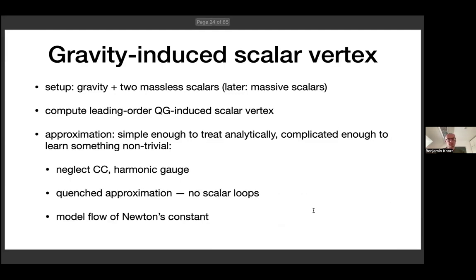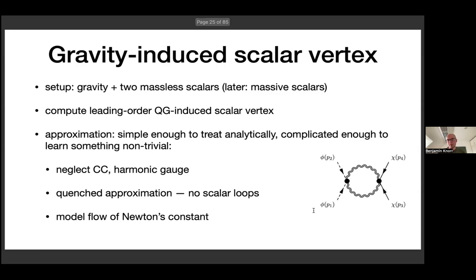Okay, so once again, to tell you some of the technical choices that I'm making, I'm neglecting the cosmological constant. I'm using the harmonic gauge. This is just to simplify things. You can do it for arbitrary gauge. Another thing that I'm doing is I use what you could call a quenched approximation. So I will not do any scalar loops. I only do gravitational loops.